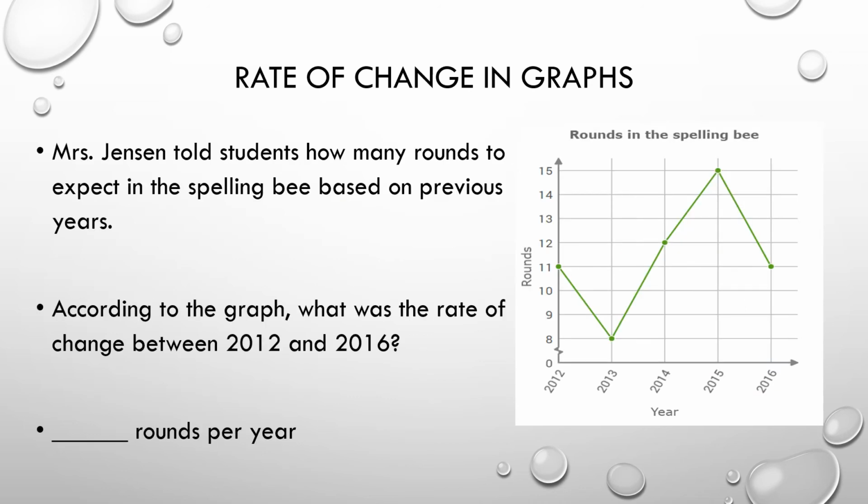Go ahead and pause your video and try the rate of change in graphs on your own. Ms. Jensen told students how many rounds to expect in the spelling bee based on previous years. According to the graph, what was the rate of change between 2012 and 2016? So here's our 2012. Here's our 2016. Well, as you can see, it stayed on the same line here. So if that happens in your graph, then you did not have a rate of change. So it changed by 0.